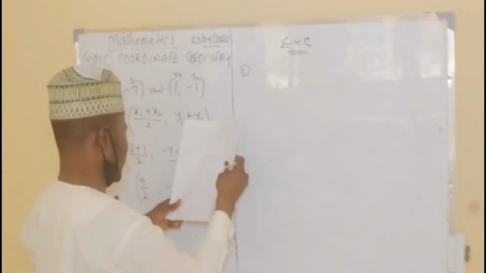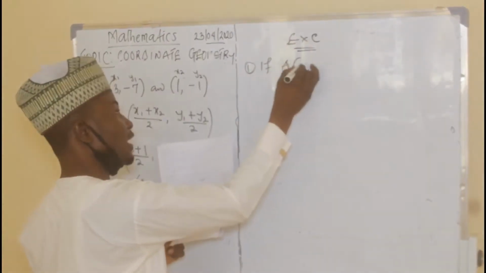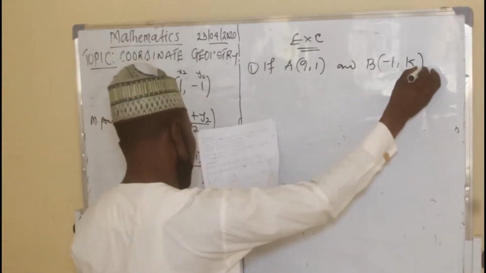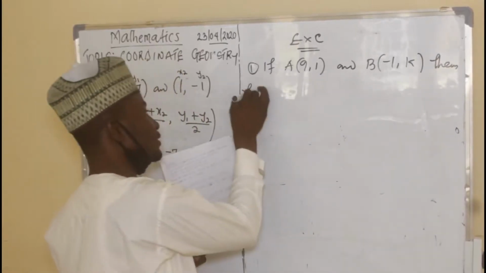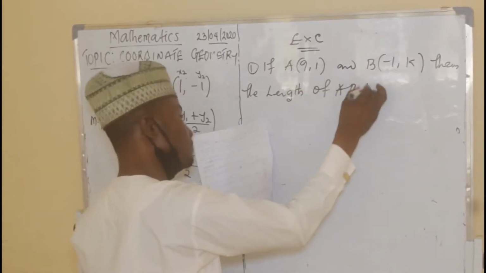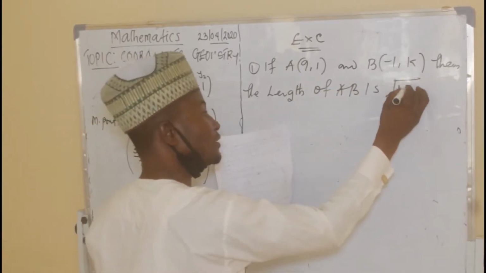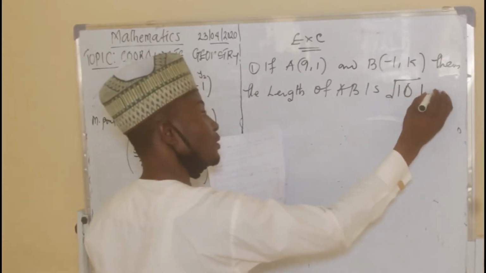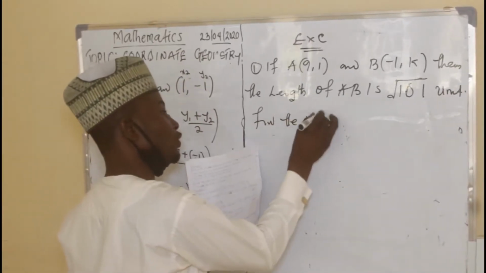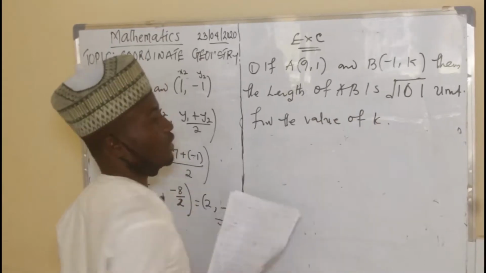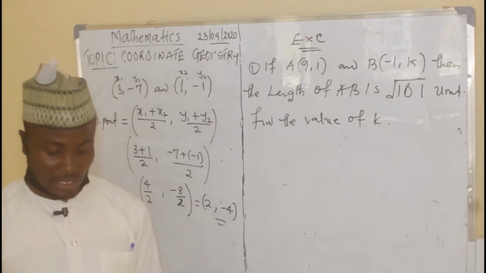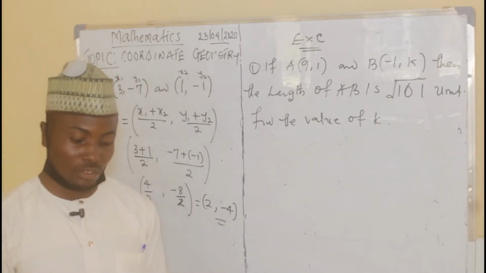1. If A has point 9, 1 and B has point -1, k, then the length of AB is square root of 101 units. Find the value of k. I believe you understand the distance between the 2 points, and you should be able to attempt this question.